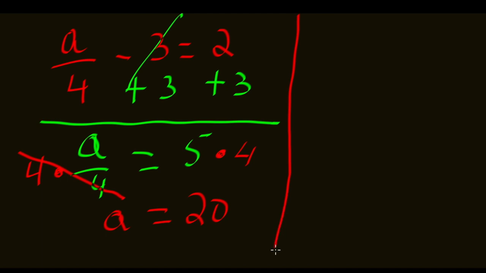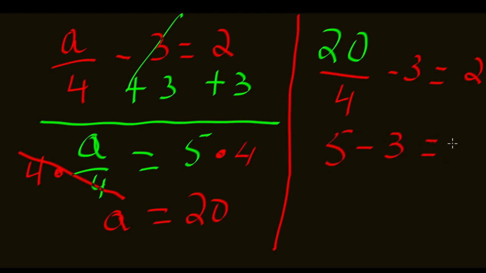So how do you know if this is the right answer? You go into the equation, you replace a by 20. So 20 divided by 4 minus 3 should give you 2. 20 divided by 4 is what? 5. 5 minus 3 is 2. 2 equals 2. So therefore you get the right answer.